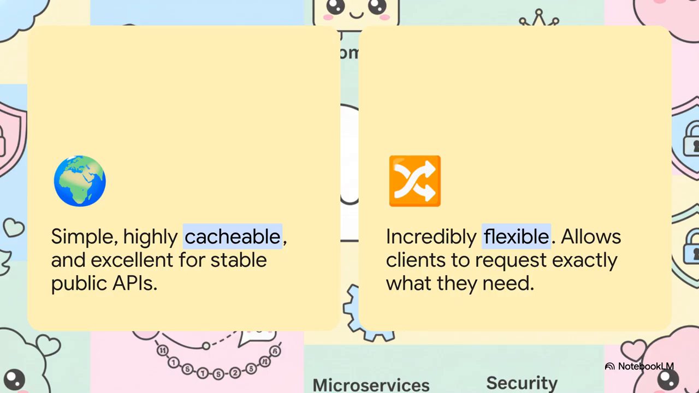So when you're comparing architectures like REST and GraphQL, you need to show the interviewer you know exactly what they optimize for. REST is simple, it's highly cacheable, and incredibly easy to reason about, making it excellent for stable, well-documented public APIs. GraphQL, on the other hand, is incredibly flexible. It allows multiple diverse clients, like a heavy web app and a lightweight mobile app, hitting the exact same backend to request exactly the specific data they need and nothing more.